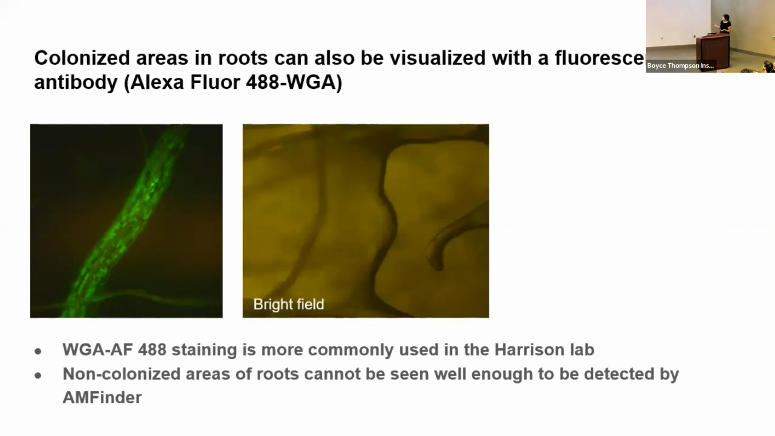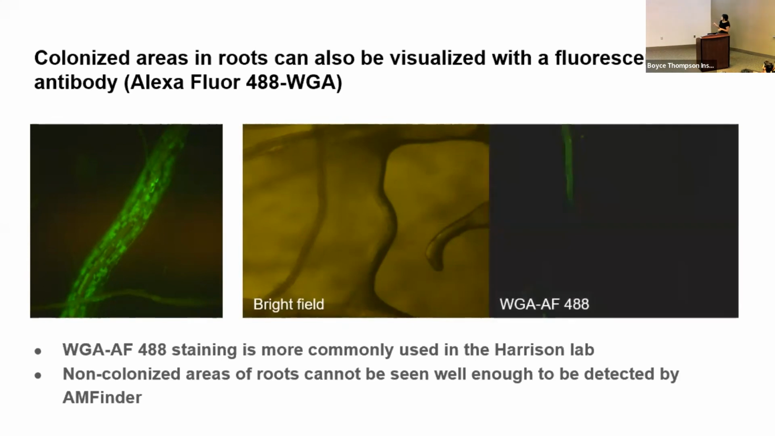So this is a picture of a set of roots under the normal bright field view of a microscope. But when we look at the roots with the fluorescent filter on, we can only see this small colonized area at the top. Obviously, this is a problem for AMFinder because it needs to be able to visualize both the colonized and non-colonized roots. We're working on a couple methods to fix this, including maybe trying to overlay the two pictures in an image processing software or something like that, but we still haven't done it.